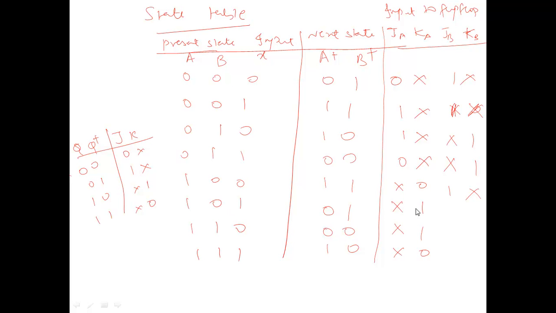Next again 0, 1 is 1X. Again 1, 0, 1, 0 is X1. So we completed the state table and input to the flip-flop. Now we are ready to realize the circuit using the JK flip-flop and also using the gates. Okay, so for that we need to draw the K-map.